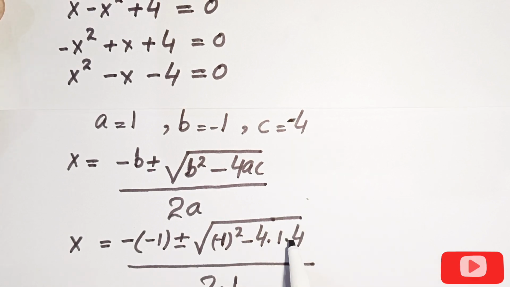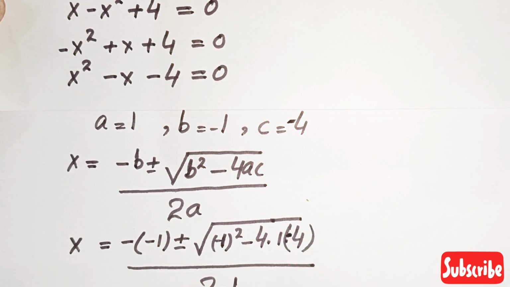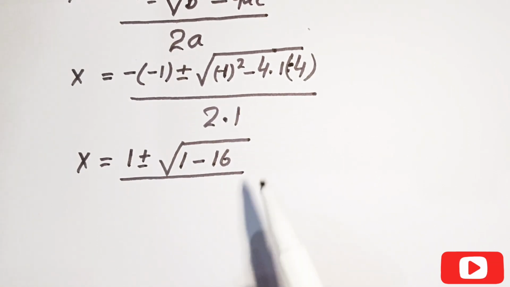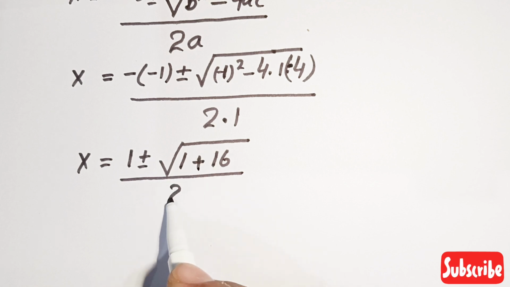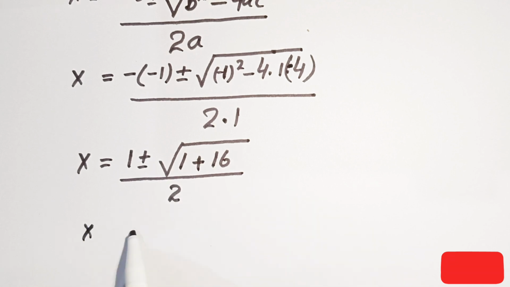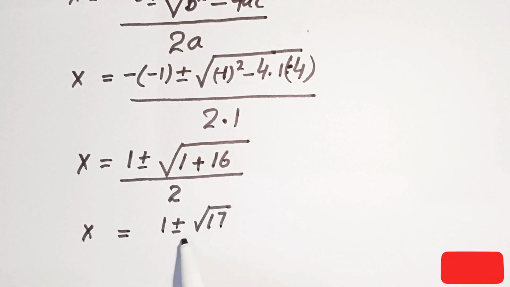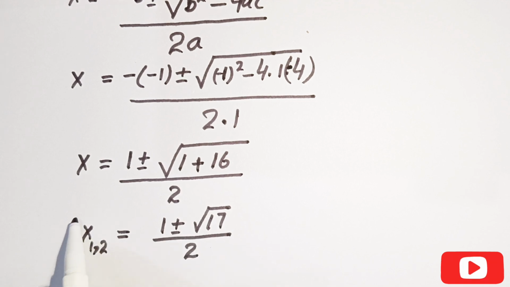So the value of c is −4. Then minus times minus is plus, so 1 + 16, and 2 times 1 is 2. Here our value of x is (1 ± √17) / 2. Here we have two possible solutions, x1 and x2.